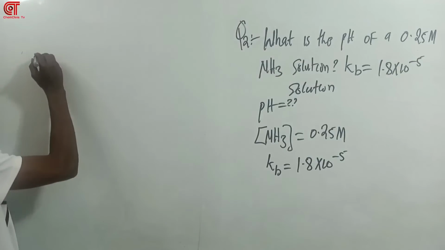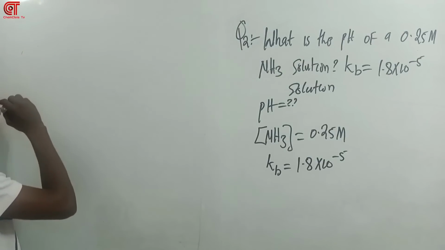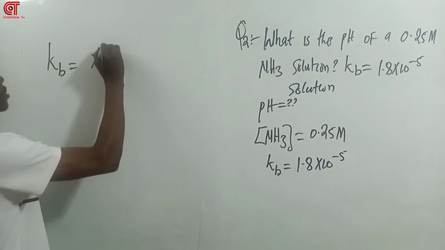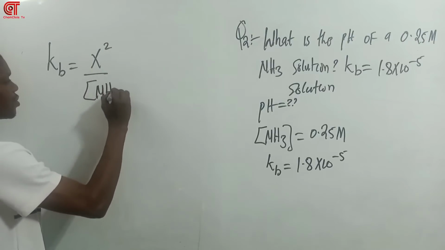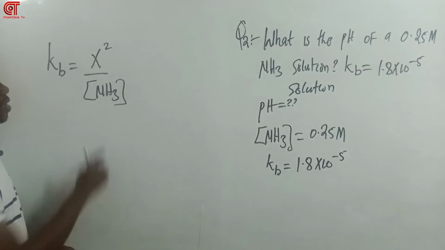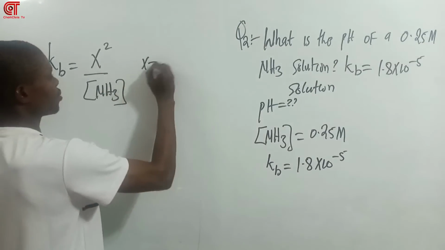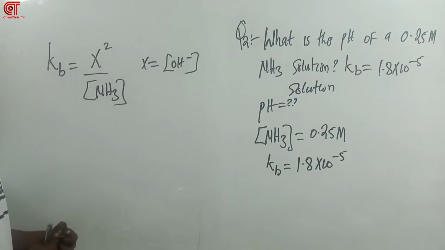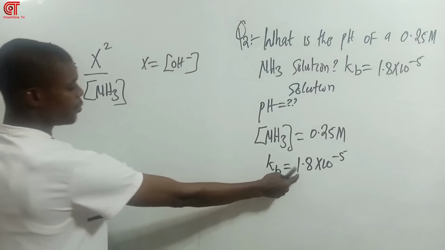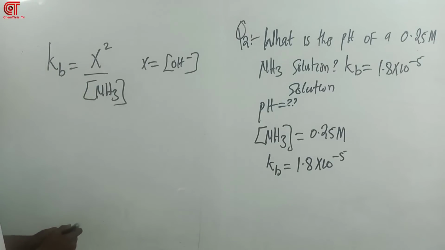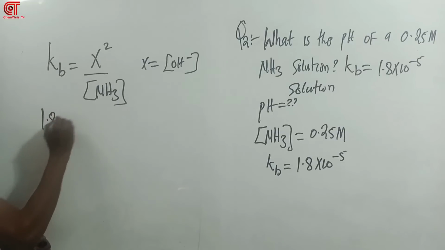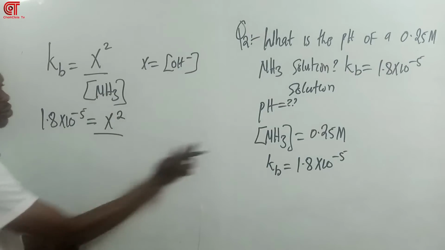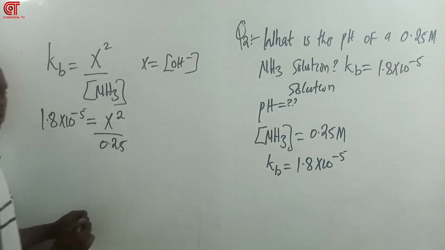So remember I told you that Kb equals X squared over NH3, right? And X is always the concentration of OH minus. Yes. So now I want to calculate it. What I want to do here is input my Kb value given to me. So it will be 1.8 exponential minus 5 equals X squared over this one given to me, which is 0.25. You understand?